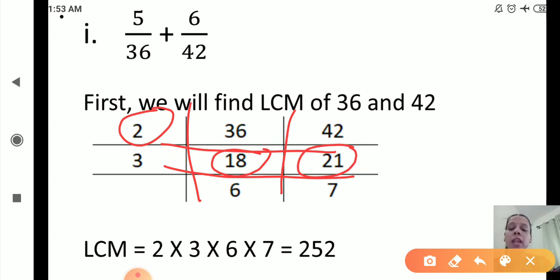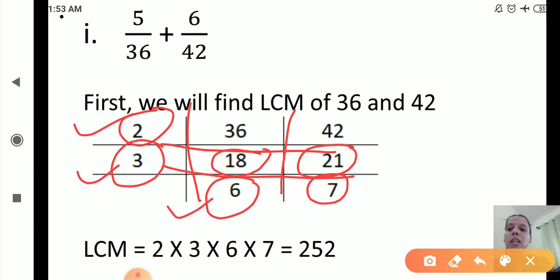Now we got 18 and 21. Both the numbers are divisible by 3. So 18 divided by 3 is 6 and 21 divided by 3 is 7. So here we got 6 and 7. Now they are not further divisible by a single number, so we will stop here at 6 and 7. Now we got the factors 2, 3, 6 and 7.